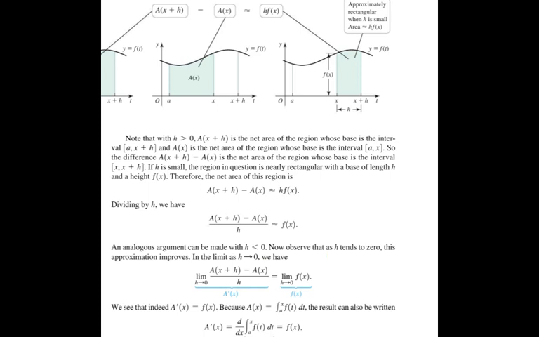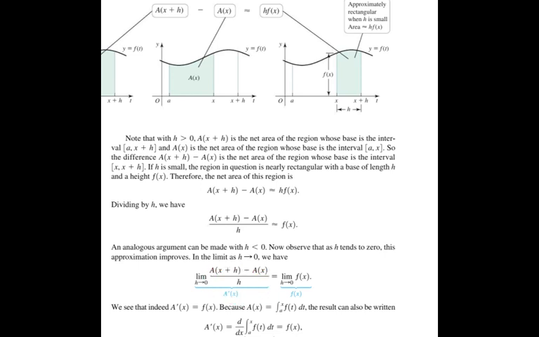So now we're going to let h go to 0. Remember, this is for small h. Now we're going to take the limit as h tends to 0. But we just said that this expression here, A of x plus h minus A of x over h, is really just f of x. Notice now the h is gone, so the limit as h tends to 0 is just going to be f of x. This thing on the left is the derivative of an area function using a difference quotient articulation.